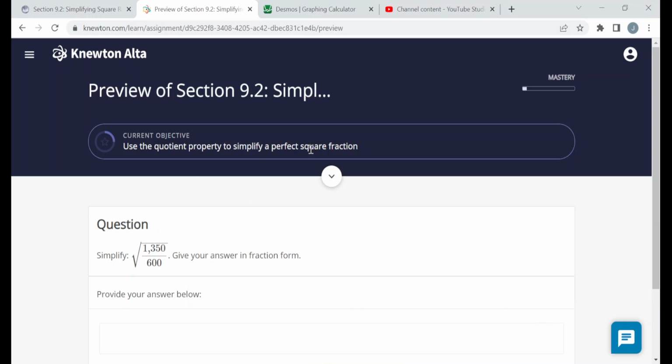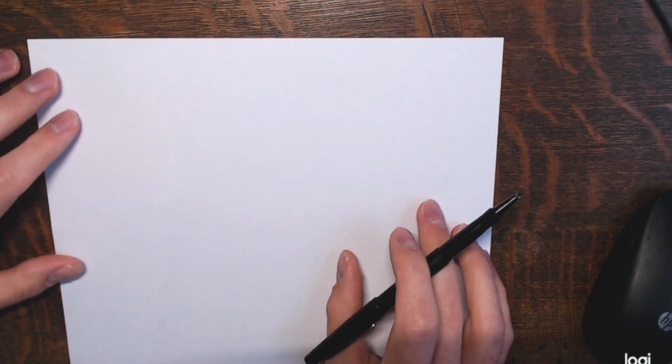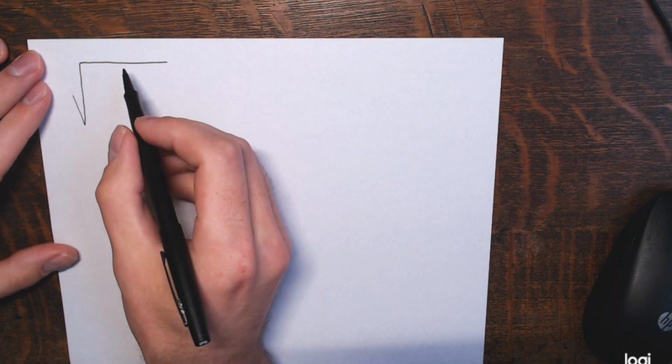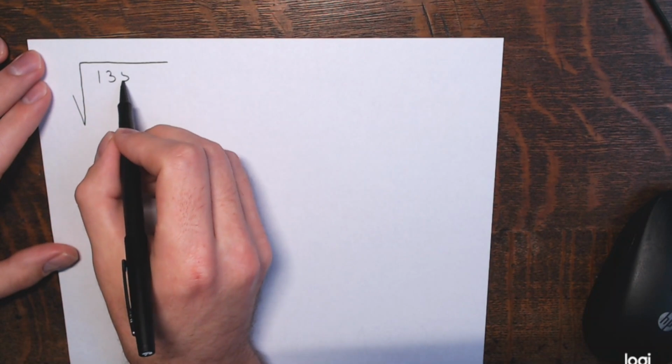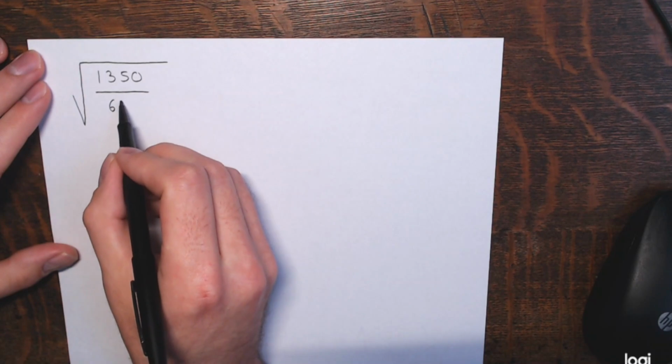Alright, so here's another one like this, where I'm asked to simplify a perfect square fraction. So I feel as though once we simplify this fraction, there will be some nice perfect squares in here based on the name of the objective. So here I have the square root of 1,350 divided by 600.